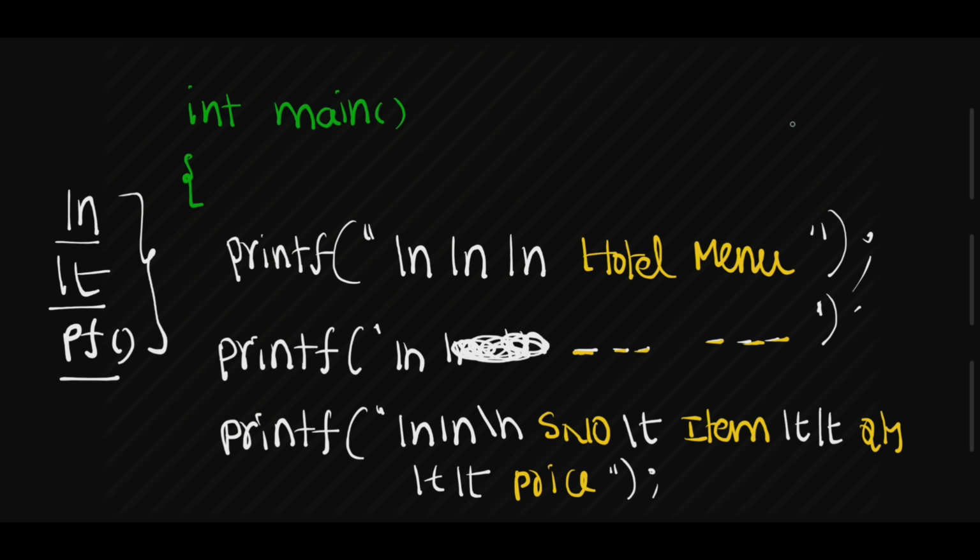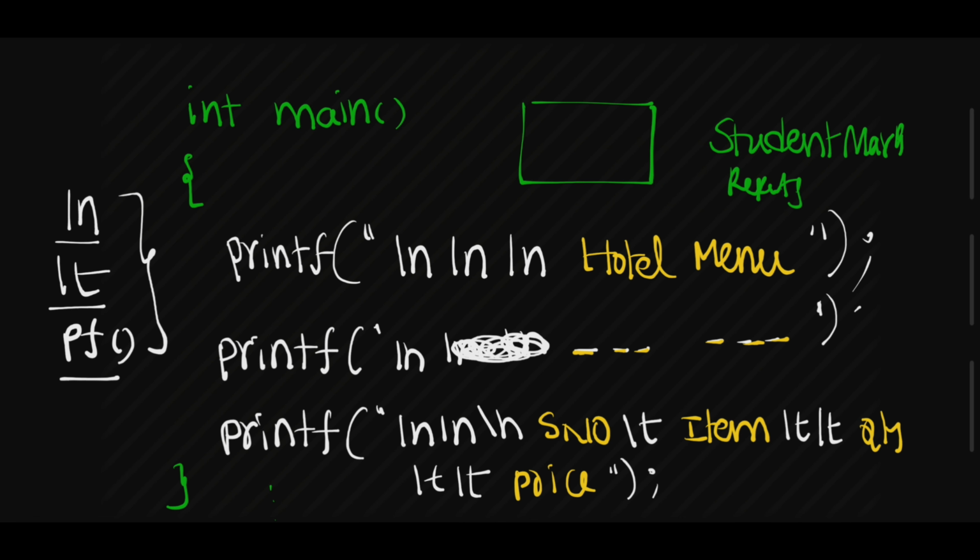You can observe the menu, try to write the program code, and try to execute it. You will get the hotel menu. Similarly, you can also define a student marks report or any invoice with the help of printf. So printf is used to print the data in the output.